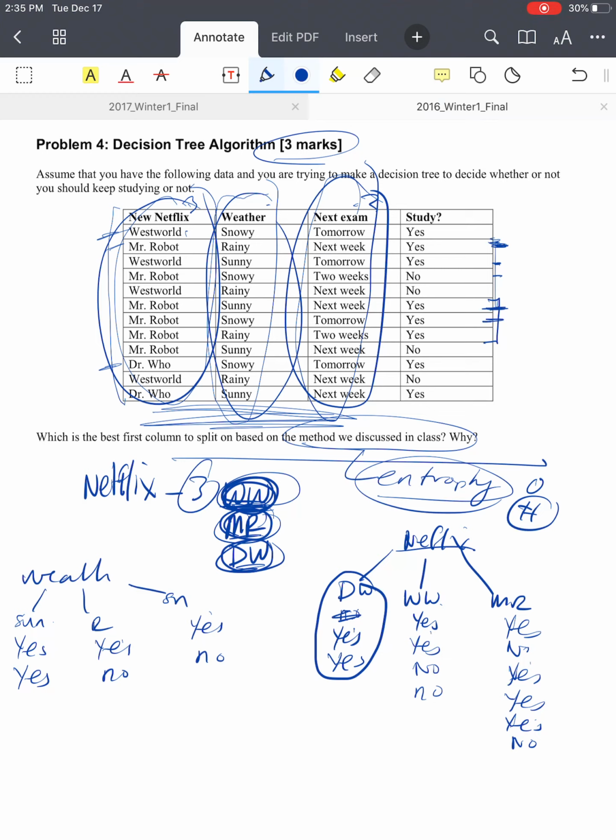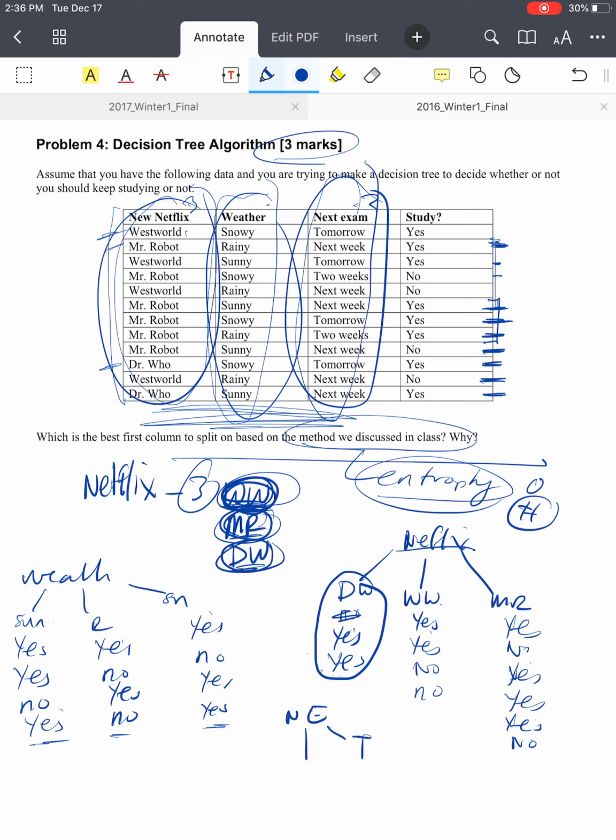Let's go through them right here right now. Snowy is a yes. Rainy is a yes. Sunny is a no. Snowy is a yes. Rainy is a no. Sunny is a yes. Okay, they're all pretty mixed up. There's no one that's clearly like Doctor Who here that has yes, yes. But let's go through the next exam.